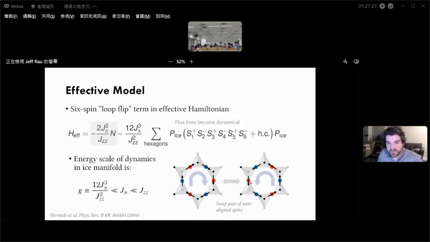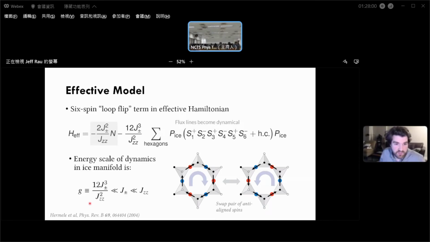And so this effective Hamiltonian is just going to cause tunneling between ice states that have these flippable hexagons, that have hexagons that alternate like that. Because it's third order in perturbation theory, the energy scale of this dynamics induced by this quantum term is set by the third power of the perturbation. So this is typically denoted by G here, this tunneling term. If you work out all the coefficients, the number of different ways to do this, this is something like 12 times this transverse term cubed divided by the Ising term squared.